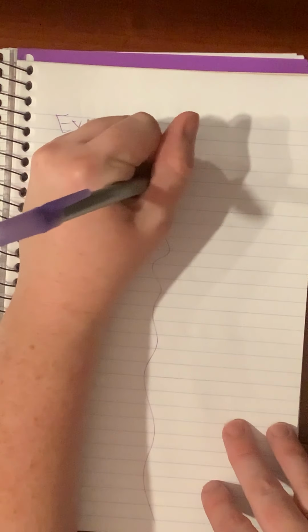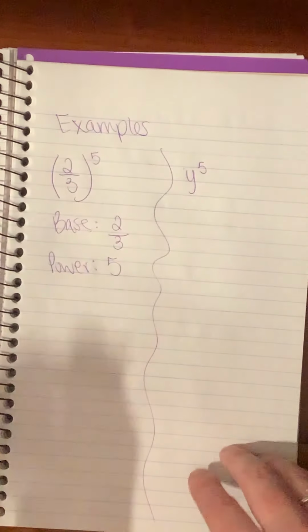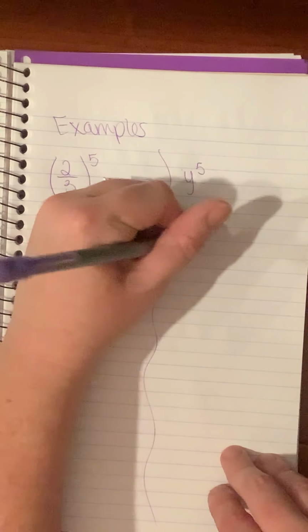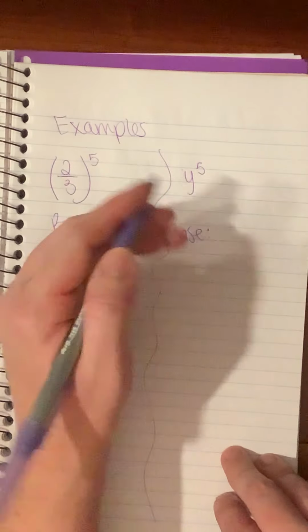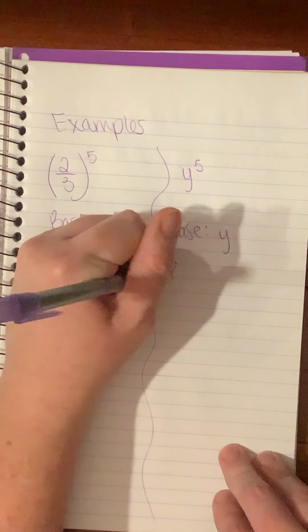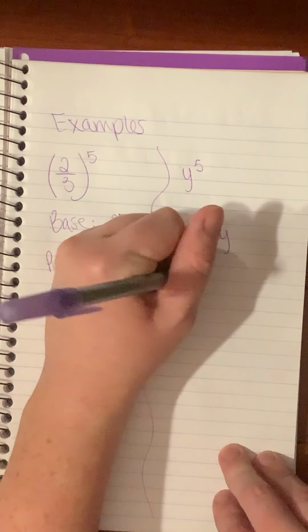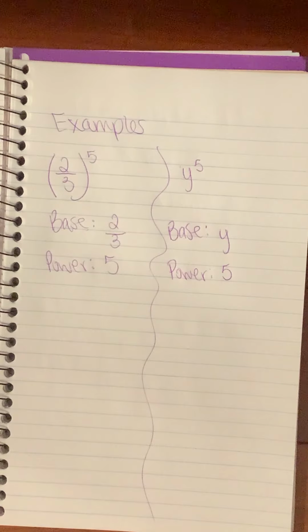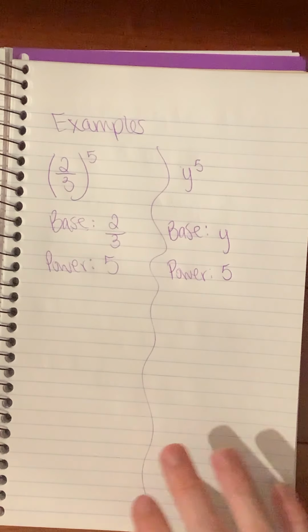What if I saw y to the 5th power? Our base, or what's being multiplied by itself, our y, and our power, to the 5th power. All right, let's look at a few different examples that you may encounter.